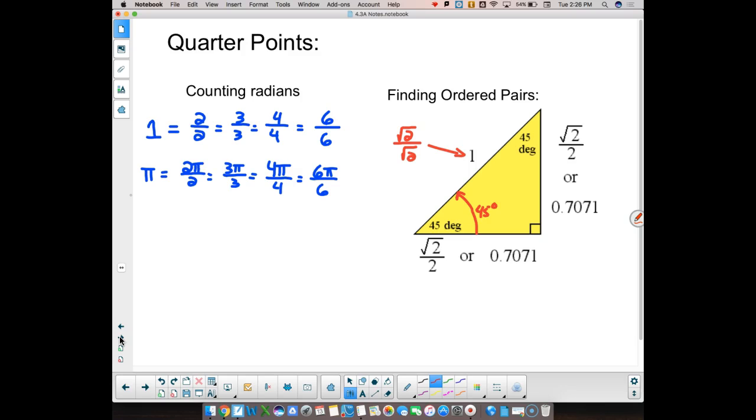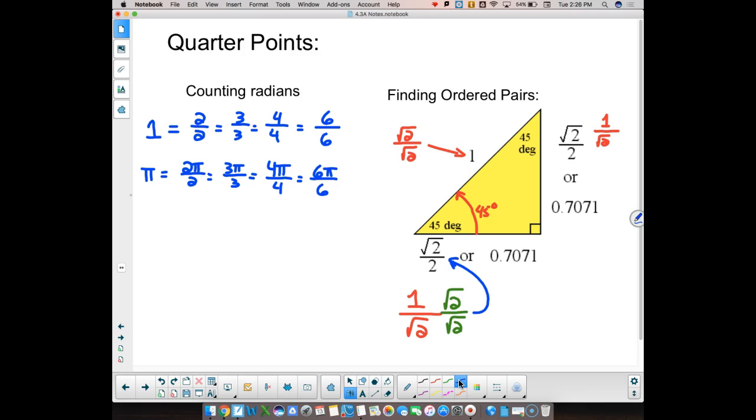The unit circle has a hypotenuse of 1. And then I take my 1 over here, this was 1, and I divide it by the square root of 2. And to rationalize that denominator, I multiply by the square root of 2 over the square root of 2. And that gives me the square root of 2 divided by the square root of 2.